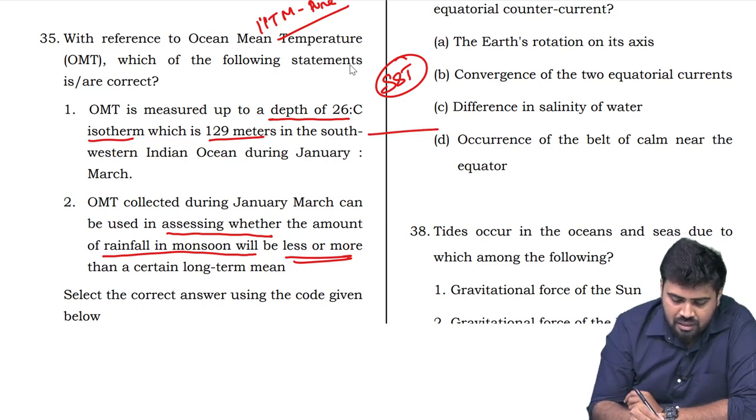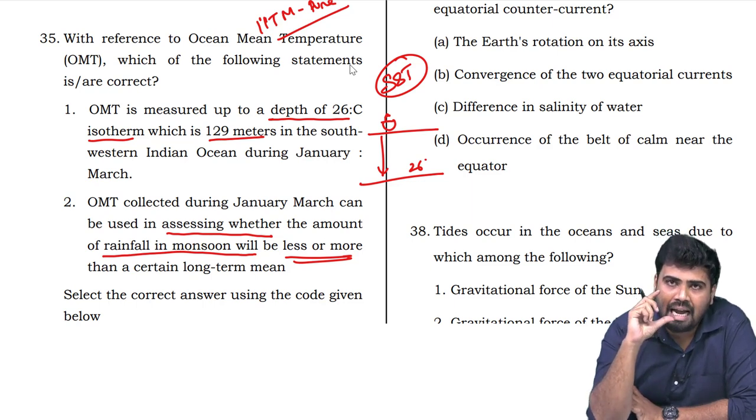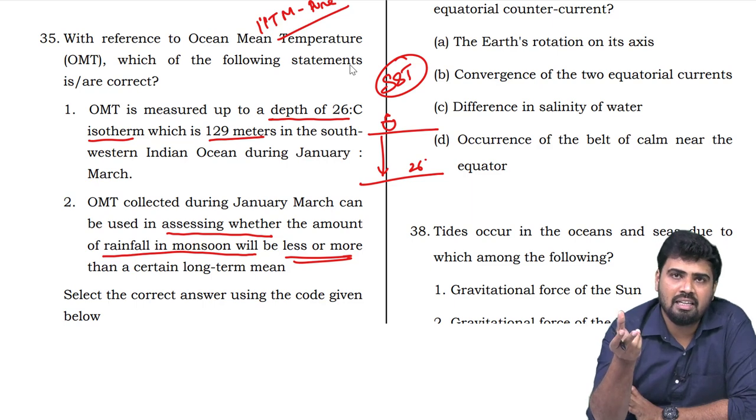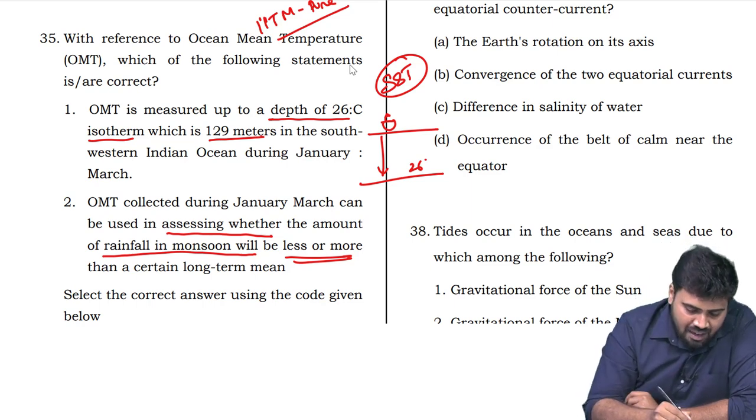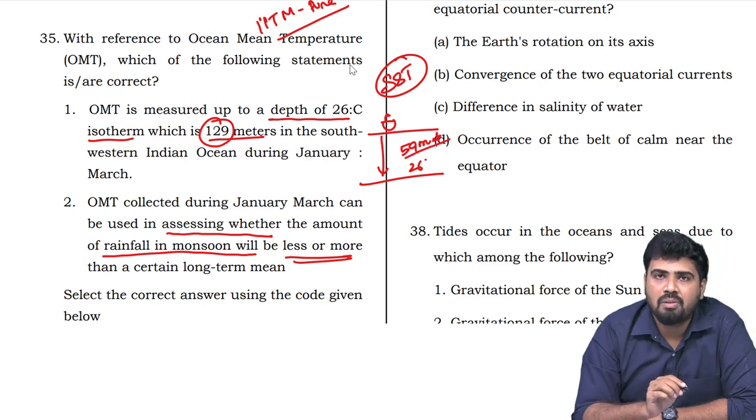From the surface down to a certain depth, the 26 degrees Celsius isotherm, they study mean temperature and predict the Indian monsoon, whether you will have average monsoon, less than average, or greater than average. But the fact is that they have given 129 meter, but actually it is around 59 meter. It is not 129 meter. But it is a very difficult kind of question.